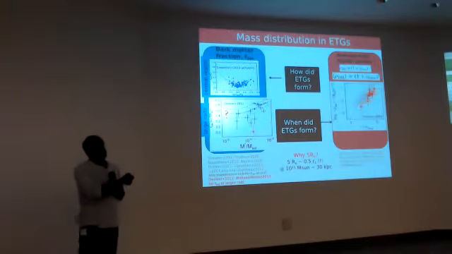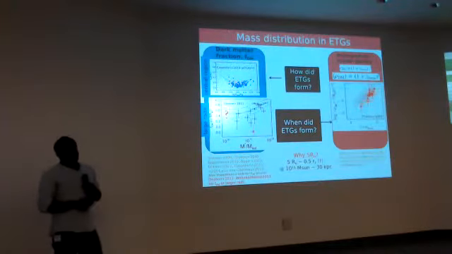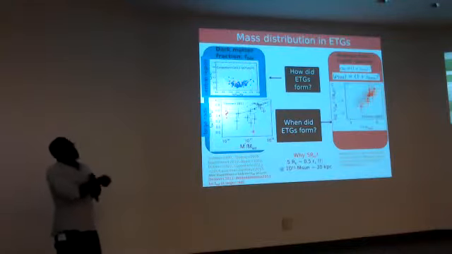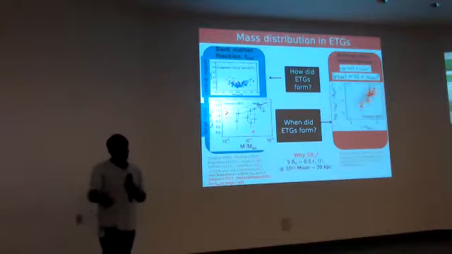Of course, it's relatively easy to do this for early type galaxies in the central region using stellar kinematics, or even strong lensing, as has been done by Auger's group. So this is well known, it's well studied. But that's not the case when you move to the outskirts of early type galaxies.